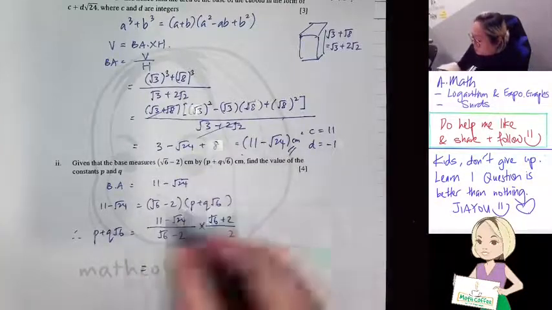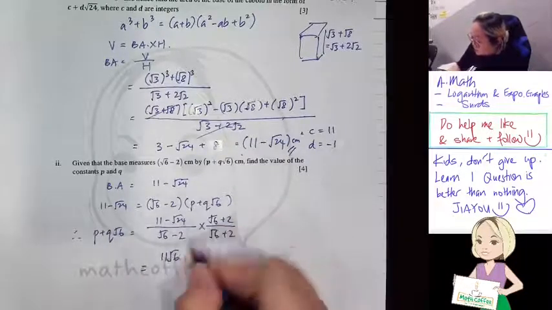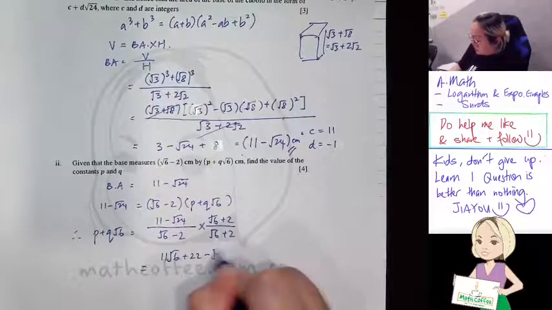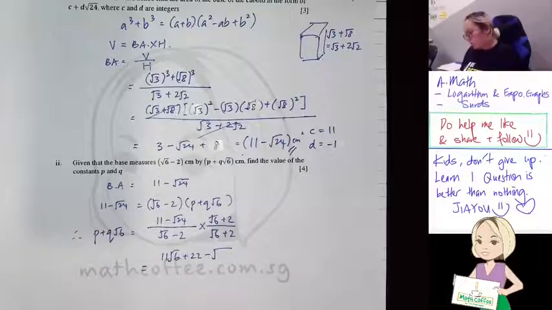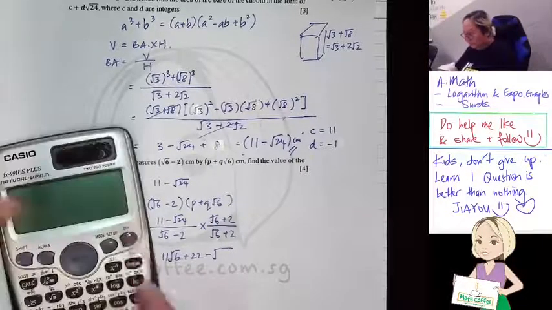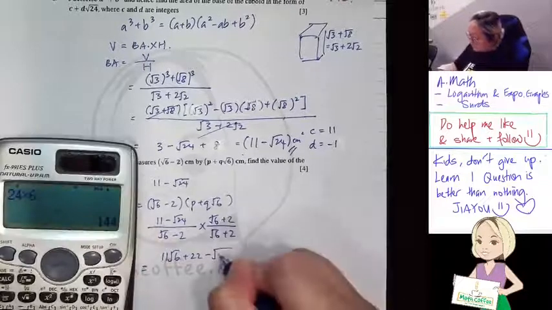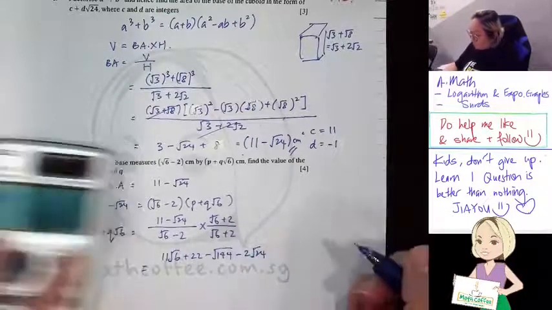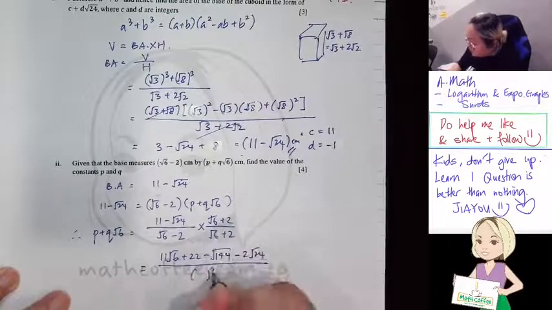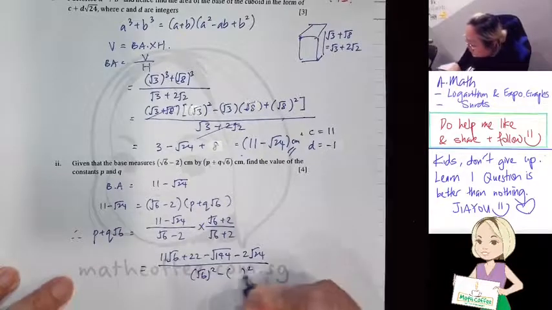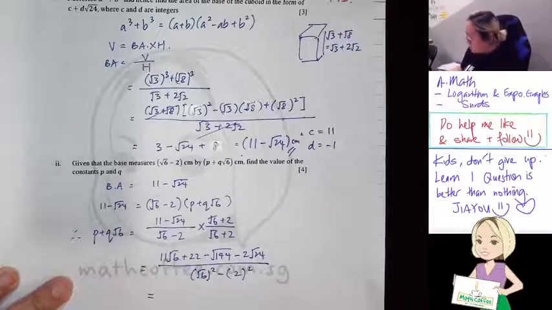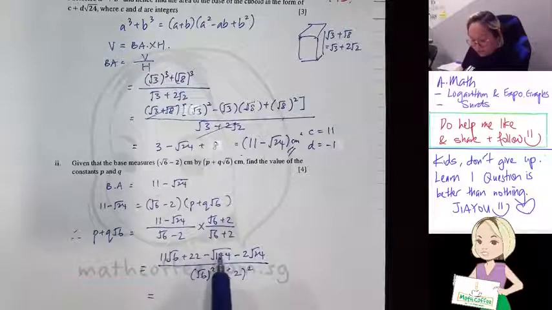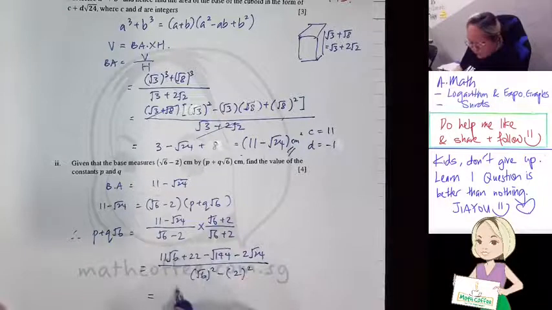So let's expand the top. I get 11 square root 6 plus 22 minus, see, I don't like to do so big number. Okay, so it's 24 and 6. So it's square root 144. And then lastly, minus 2 square root 24. The denominator will be a square minus b square. So it's square root 6 and 2. So square root 144 is 12. So it becomes 22 minus 12. So it's 10. So I will have a 10.